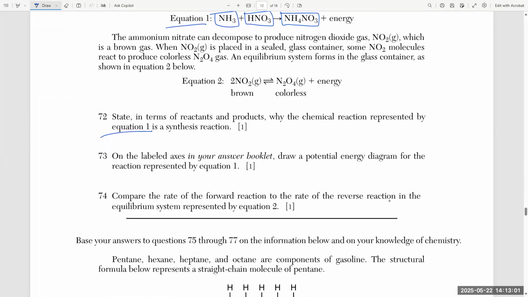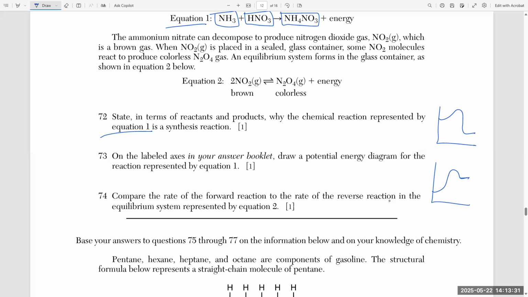On the labeled axes in your answer booklet, draw a potential energy diagram for the reaction represented by equation 1. Now, again, guys, I've only told you how to draw this two different ways, right? Potential energy diagram. You remember what I drew? I drew one that went like this, and I drew one that went like this, right? And if you don't know, you've got to remember which one is which. You've got to memorize this, right? One of them is exothermic, one of them is endothermic, right?